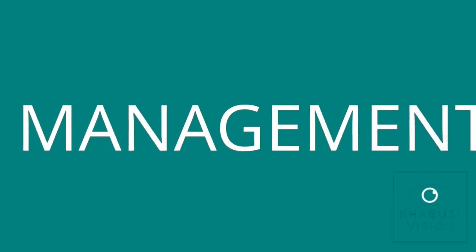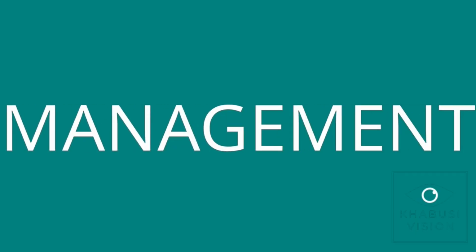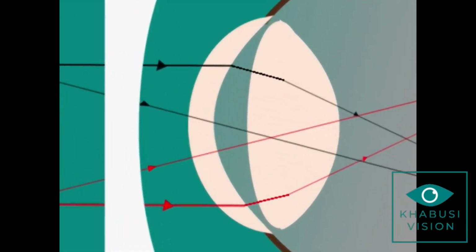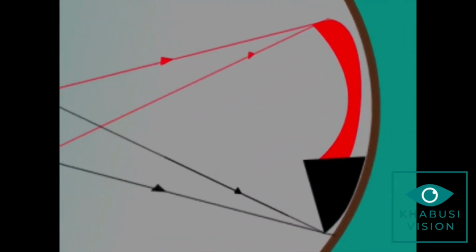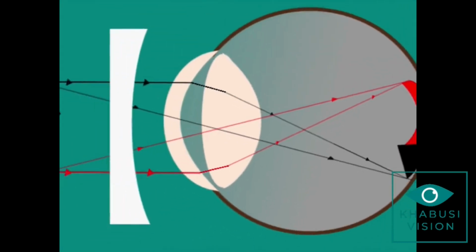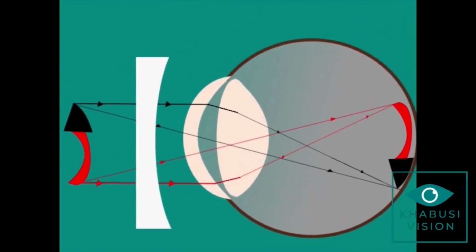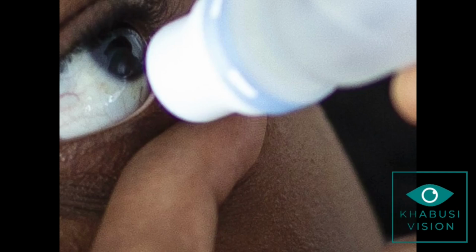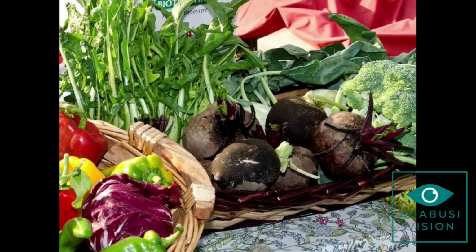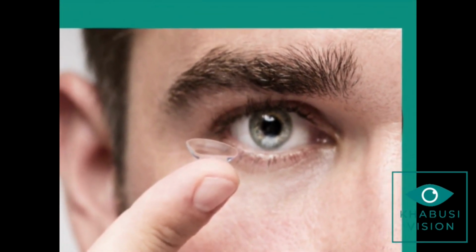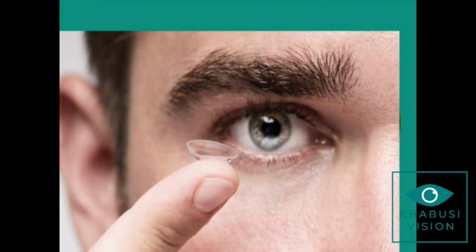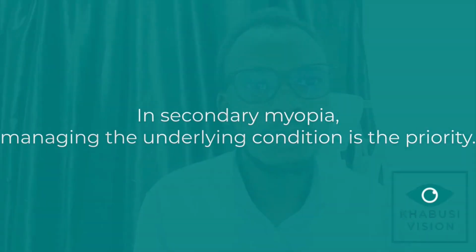How is myopia managed? The most common solution is wearing minus-powered lenses, either in glasses or contact lenses. These lenses push the focus backward onto the retina so you see clearly. In some cases, doctors may recommend eye drops, lifestyle changes, or specialized contact lenses to slow down myopia progression. If it's caused by disease, managing the underlying condition becomes the priority. I'll make a more detailed video about myopia soon. There is a lot to unpack.